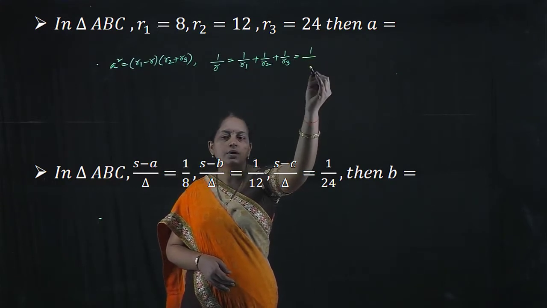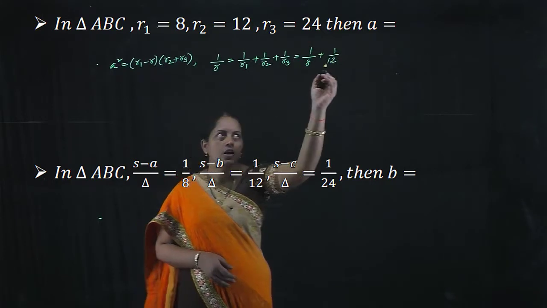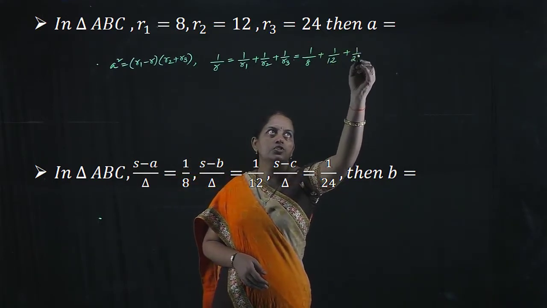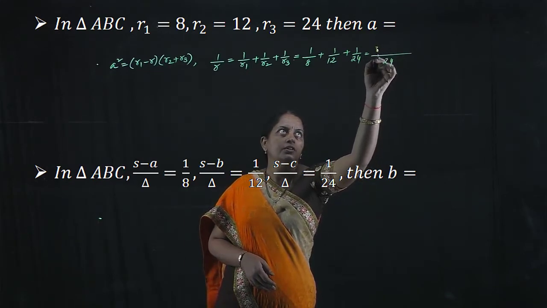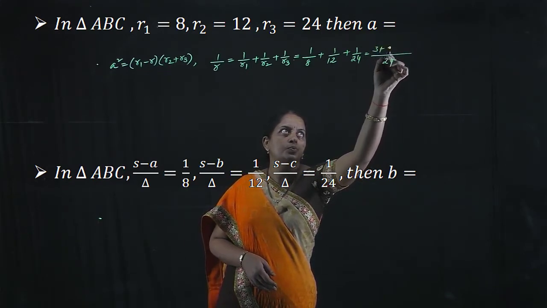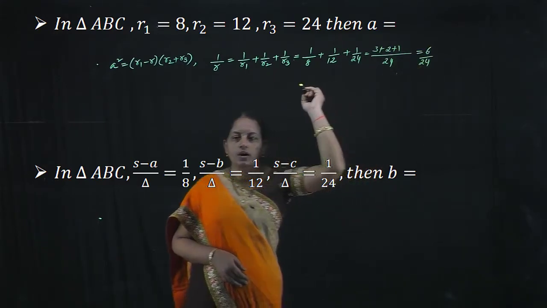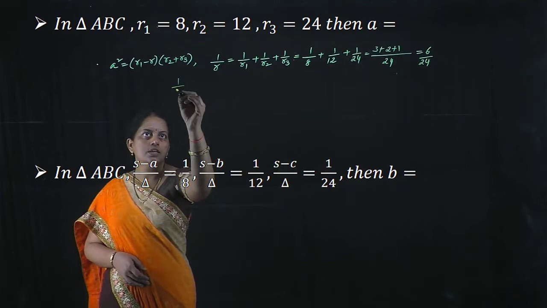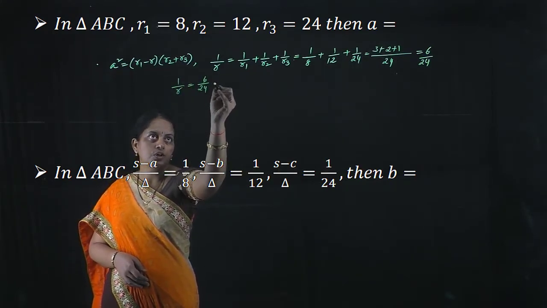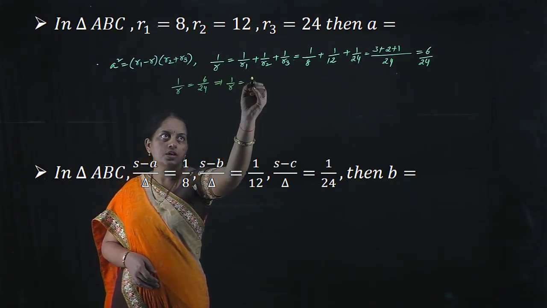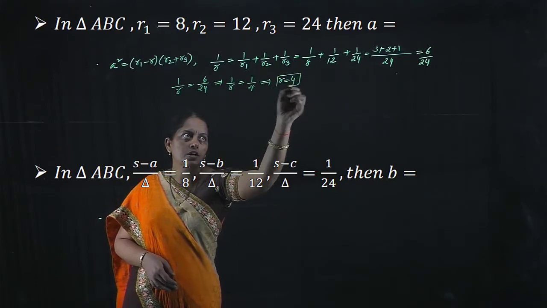So, 1 by r1 means 8, plus 1 by r2 means 12, plus 1 by r3 means 24. Here consider the LCM as 24 and in the numerator you get 3 plus 2 plus 1, which is equal to 6 by 24. Hence 1 by r is equal to 6 by 24. This implies 1 by r is equal to 1 by 4. From this we can write small r is equal to 4.